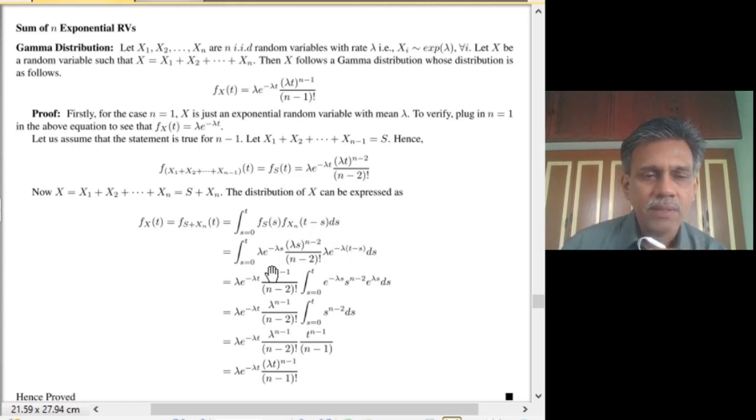We will take the common things outside the integral, that is lambda e power of minus lambda t. This lambda e power of minus lambda t can be taken out, and then lambda power n minus 2 by n minus 2 factorial also we will take out. So what will remain inside? The s factor will be inside because the integral is over s. That is, e power of minus lambda s will be there, plus lambda.